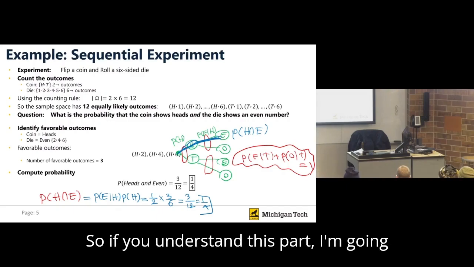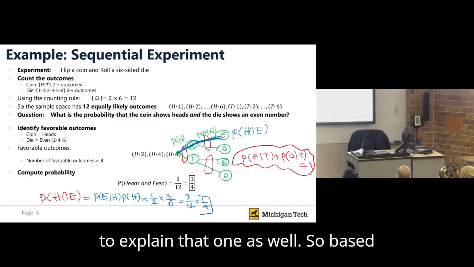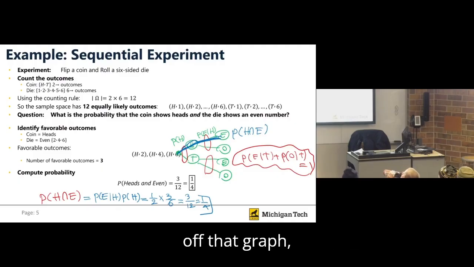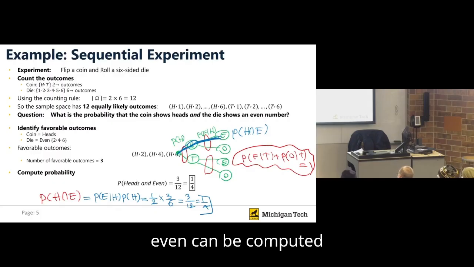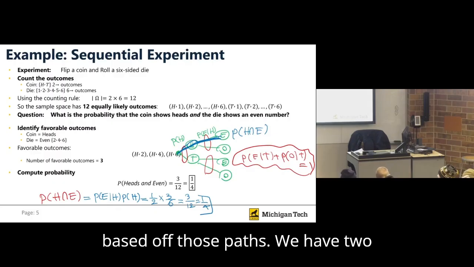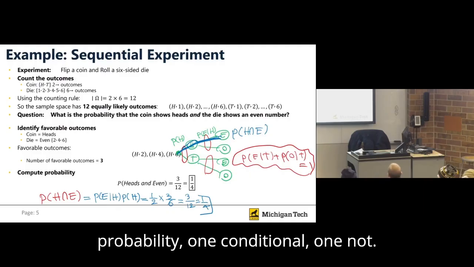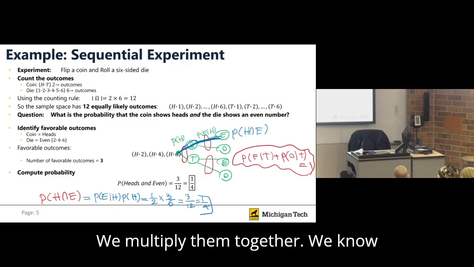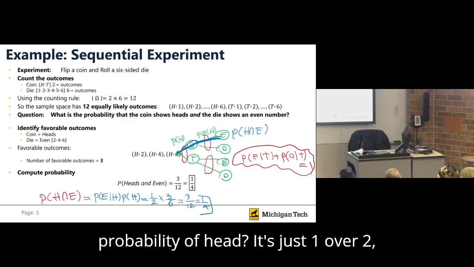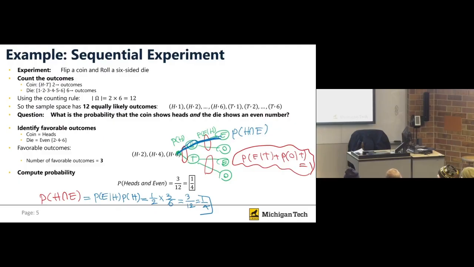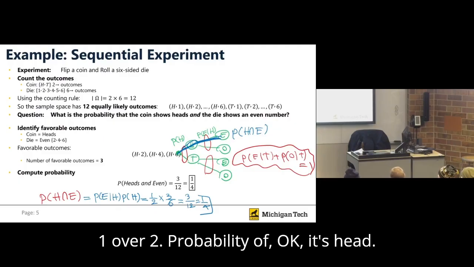So if you understand this part, I'm going to explain that one as well. Based off that graph, the probability of being head and even can be computed based off those paths. We have 2 probabilities, one conditional, one not. We multiply them together. We know the probability of head. What is the probability of head? It's just 1 over 2 because we have 2 cases, head and tail.